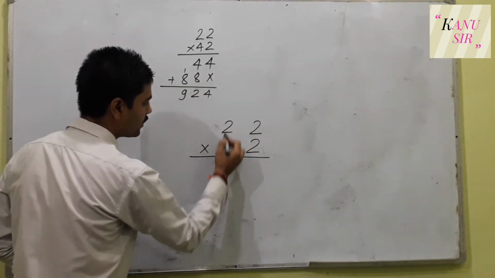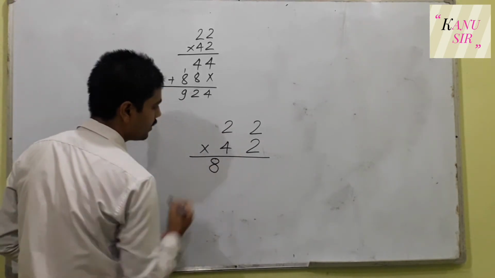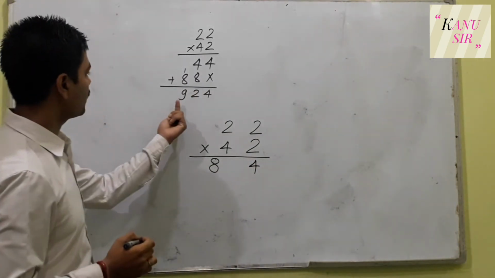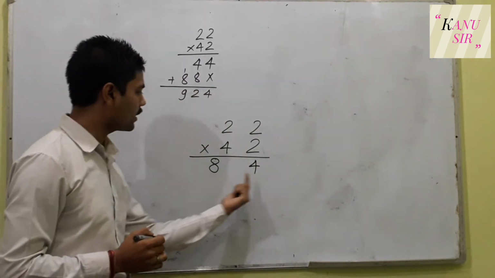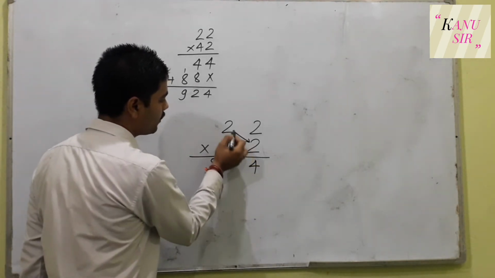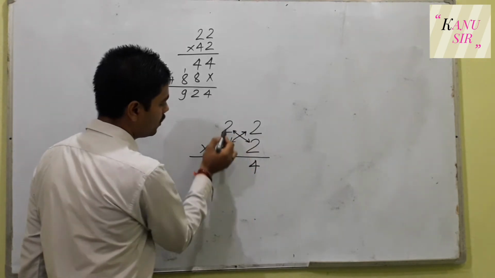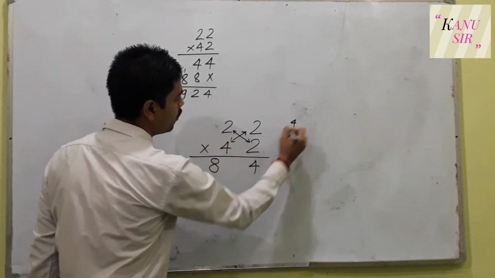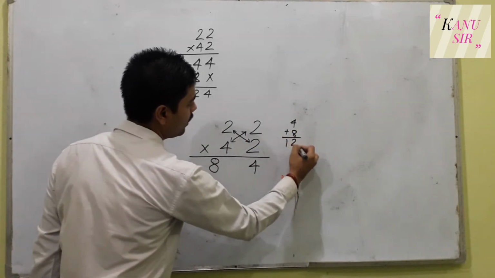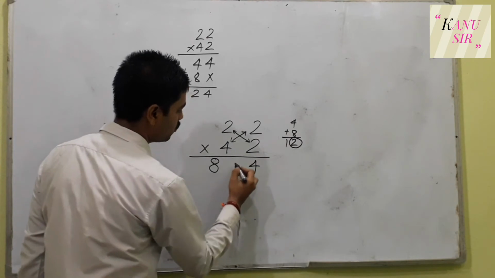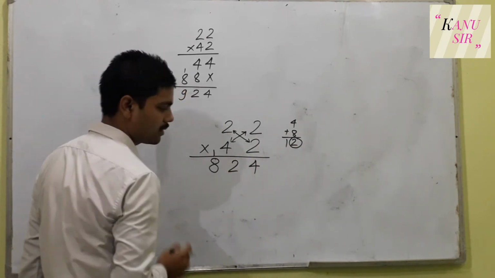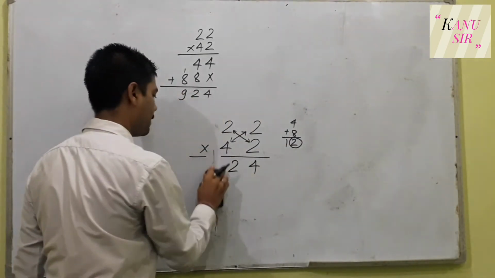4 times 2 is 8. And 2 times 2 is 4. Here we got 8 and 4, thus 84. And how to find the middle digit? Cross multiply between them. 2 times 4 plus 4 times 2, you will get 12. And you have to take just 2 here. And this one will come with 8. 8 plus 1, you will get 9.